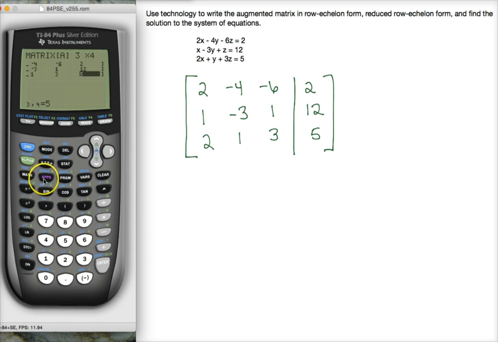Once we get our matrix into the calculator, we want to go back to our home screen. We can do that by hitting second and mode, which takes us to quit. So from the home screen, now we can tell the calculator what kind of math we want to do on this matrix. So I'm going to go back to the matrix menu now. So second and matrix. This time I'm going to choose math from the menu.